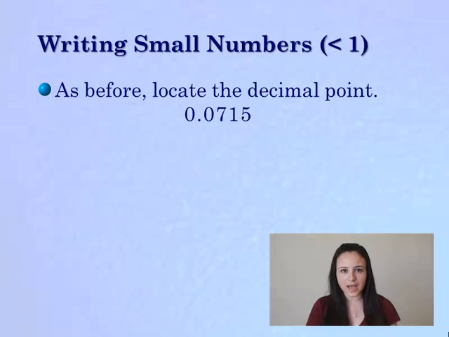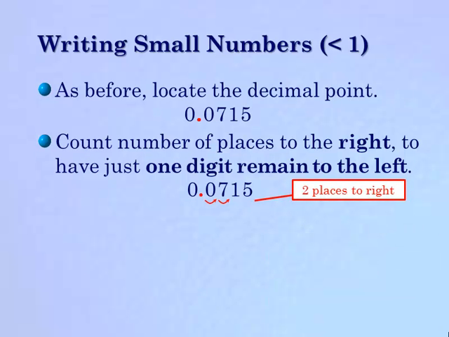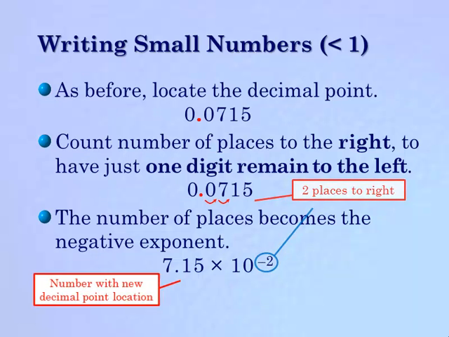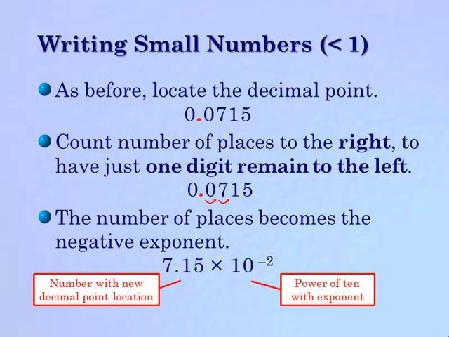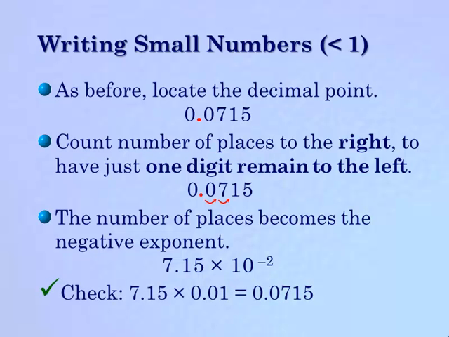To write small numbers, as before, we locate the decimal point, which is right before the point 0715. We count the number of places, this time to the right, in order to get the prefix, which is between 1 and 10. In this case, it's 2 places to the right. And the number of places becomes our negative exponent in this case. 7.15 times 10 to the minus 2. So we have our number with our new decimal point location and the power of 10 with our exponent of minus 2.